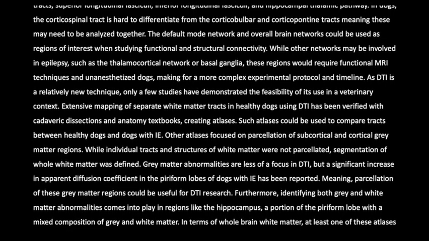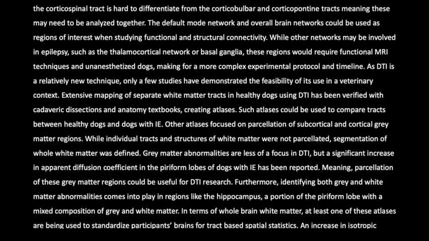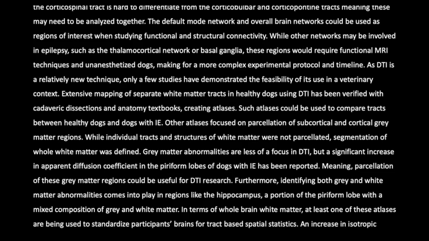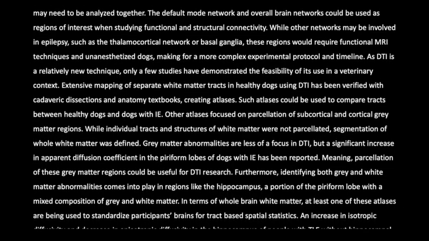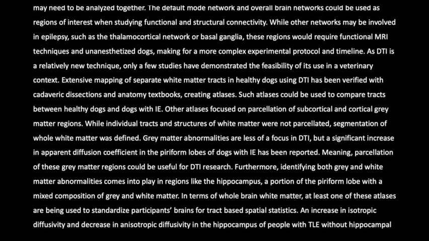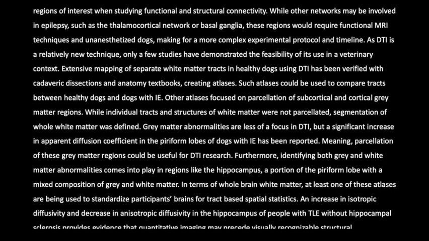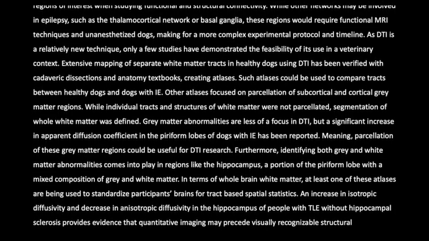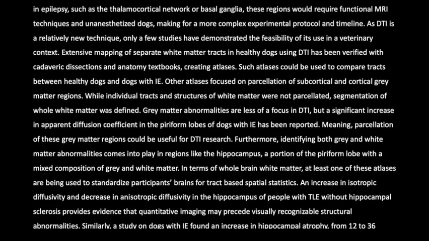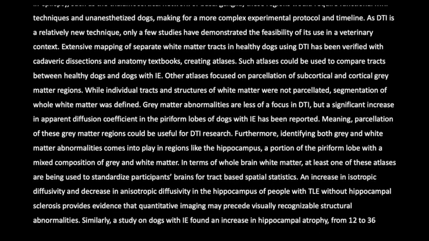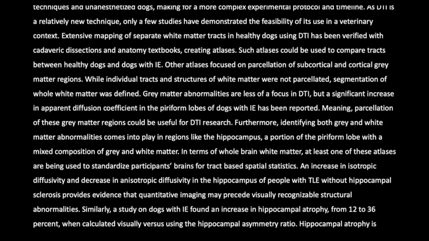As DTI is a relatively new technique, only a few studies have demonstrated the feasibility of its use in a veterinary context. Extensive mapping of separate white matter tracts in healthy dogs using DTI has been verified with cadaveric dissections and anatomy textbooks, creating atlases. Such atlases could be used to compare tracts between healthy dogs and dogs with IE. Other atlases focused on parcellation of subcortical and cortical gray matter regions. While individual tracts and structures of white matter were not parcellated, segmentation of whole white matter was defined.